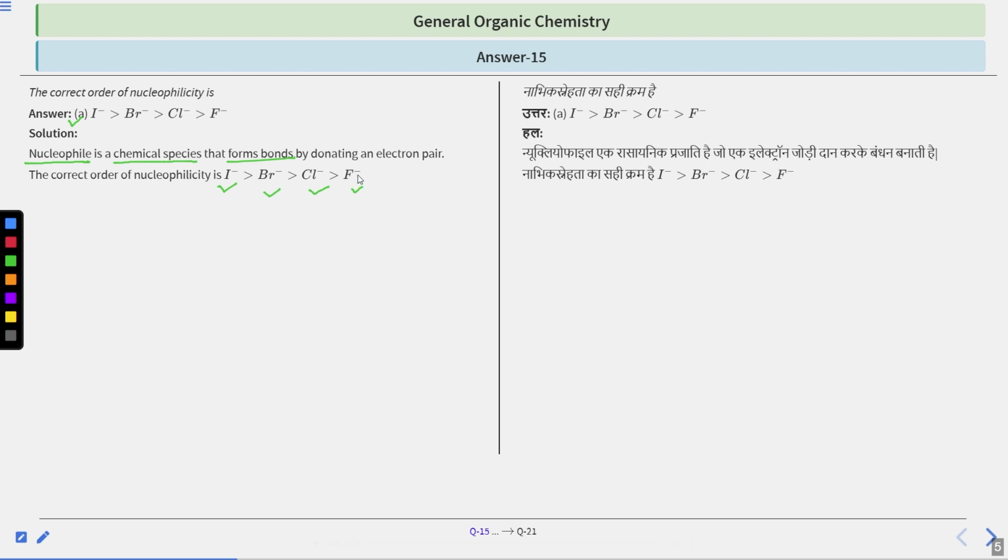You can also relate this to the fact that fluorine has a small size, so it cannot donate its electron easily, and that's why its nucleophilicity is very low. So this is the correct order, and thus option A is the correct answer. Now let's move on to the next question.